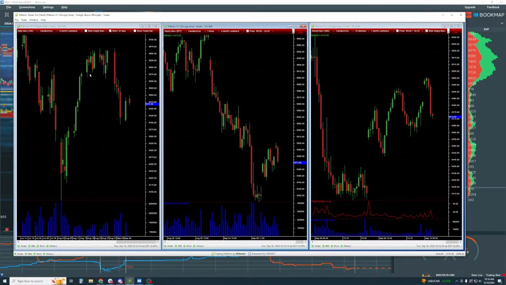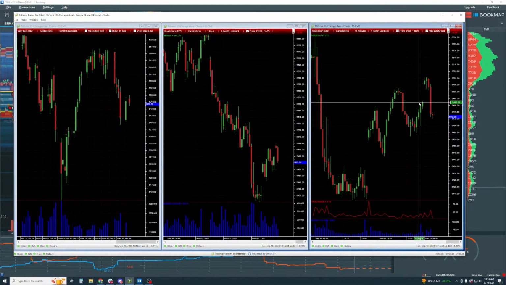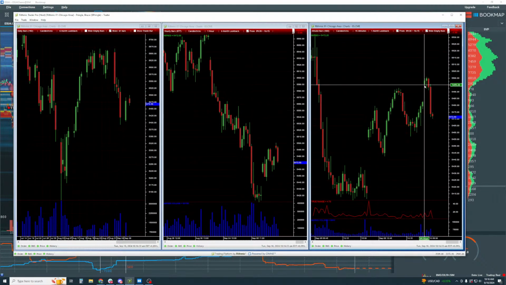So this is the daily over here on the left side, the hourly here in the middle, and then the 15-minute here on the right. All right, so we've already filled the gap here on the 15-minute. As you can see, we gapped up, and that was the trap that we saw up here. And then here's the squeeze to the downside.